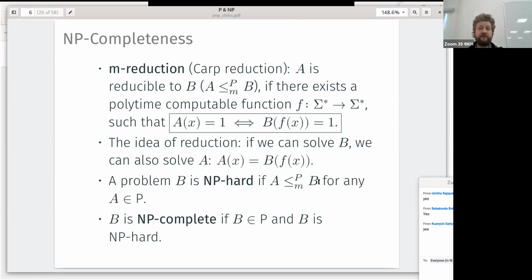So the problem is called NP complete if it is simultaneously in NP, sorry for that, and it's NP hard. I will fix this in the slides on the webpage. So it should be in NP itself, and it should be NP hard. These problems are NP complete.